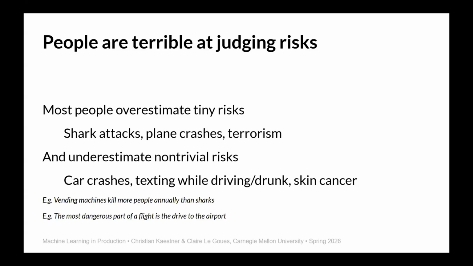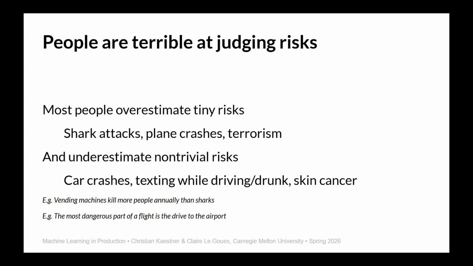Fun fact, vending machines kill more people annually than sharks. This is no longer true, apparently, but it used to be. It used to be that when they were still accepting cash, people would rock them, and there were like 2 or 3 fatalities a year, which is more than sharks. Shark attack fatalities are extremely rare. But we don't think about this way, right? So we underestimate non-trivial risk. We overestimate tiny risks. We're really bad at this.